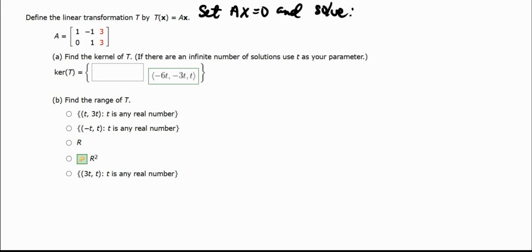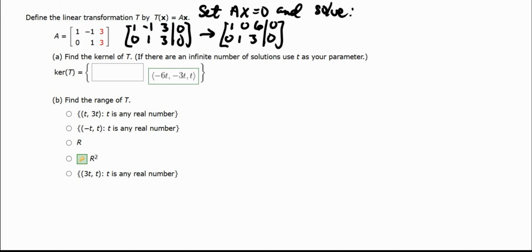So what we end up with, basically, we're going to just try to reduce this guy as well. So we have 1, 0, negative 1, 1, 3, 3, 0, 0. I'm going to add row 1 to row 2, row 2 to row 1, excuse me. So we get 1, 0, 6, 0, 0, 1, 3, and 0. Now you notice that it's lopsided. We have 3 columns, 2 rows. So you know you're going to have infinitely many solutions, right?